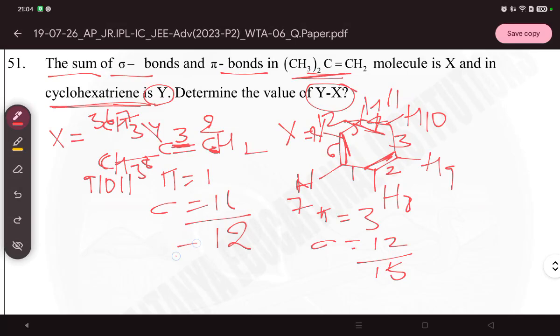Then here X is equal to 12 and Y is equal to 15, and the asked one is Y minus X, that is 15 minus 12, and the answer is 3.